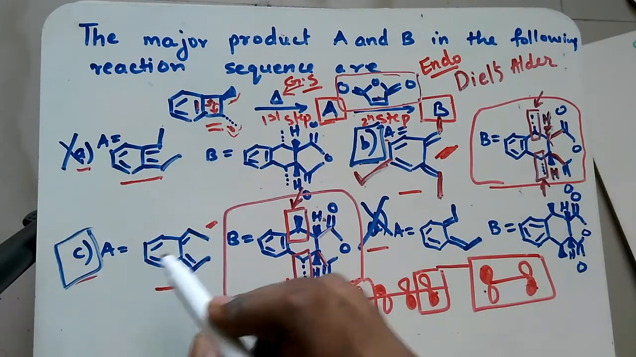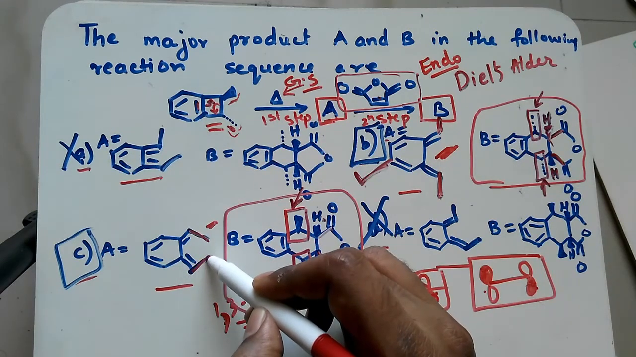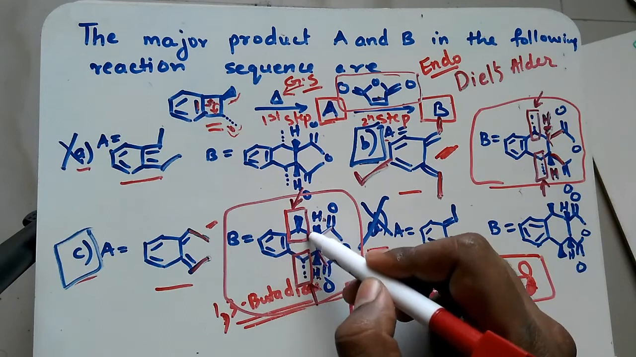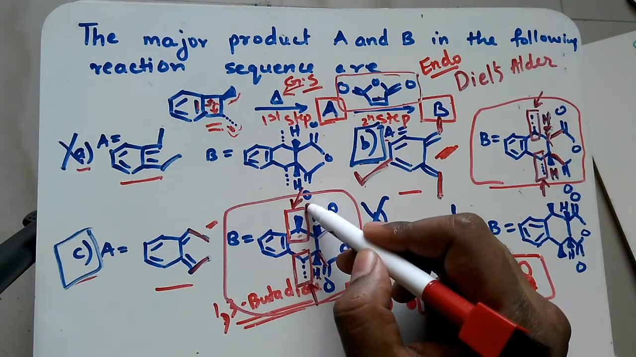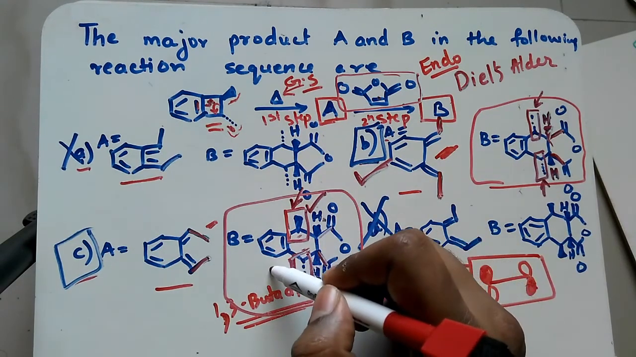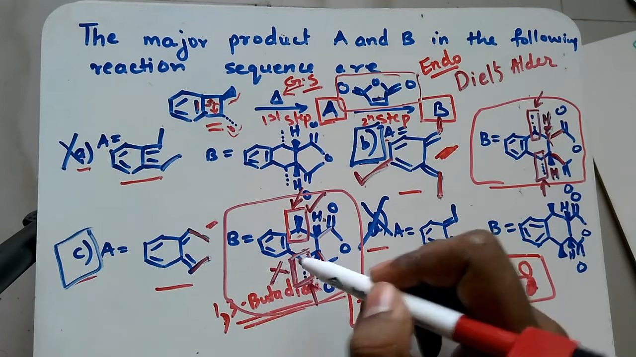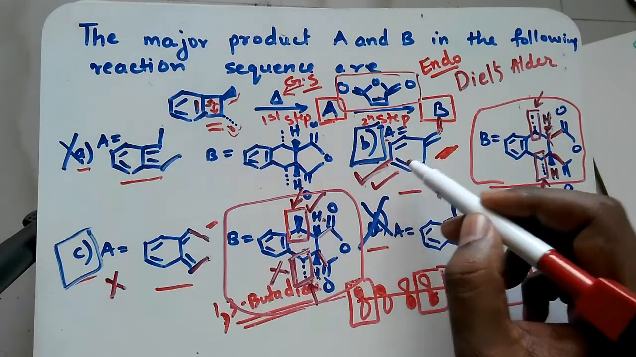Now what about option C? What happened here? Both the groups are inward. Inward means the stereochemistry over here should be above the plane of the paper. Here it is above the plane of the paper. Yes, it is correct. But here it is shown below the plane of the paper. So due to this wrong stereochemistry, option C is not the correct choice, but option B is the correct choice.